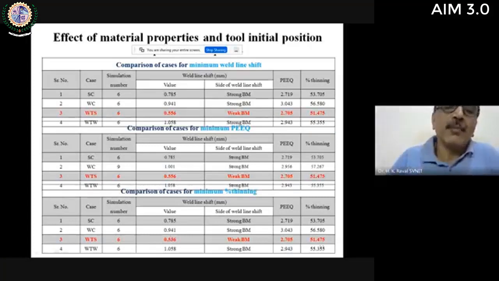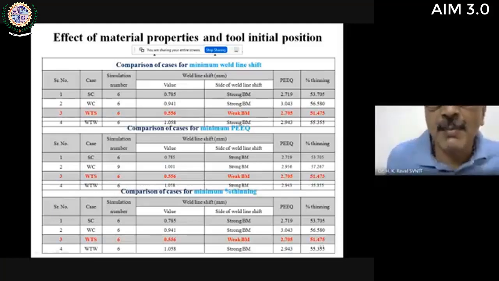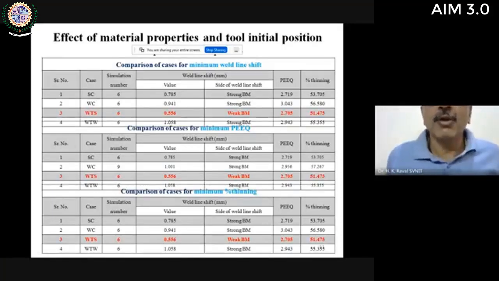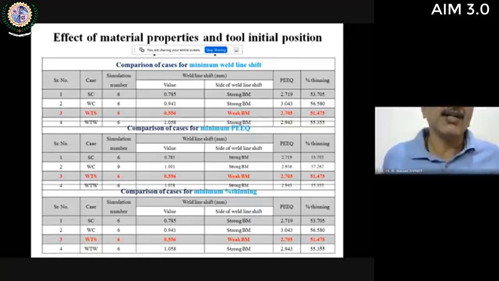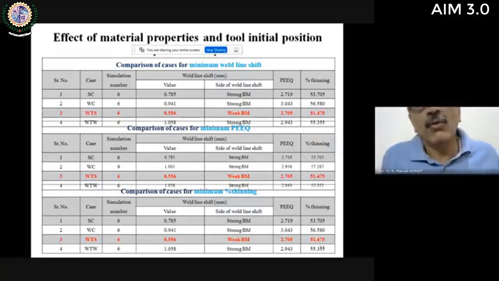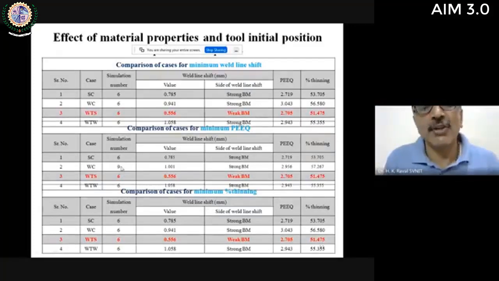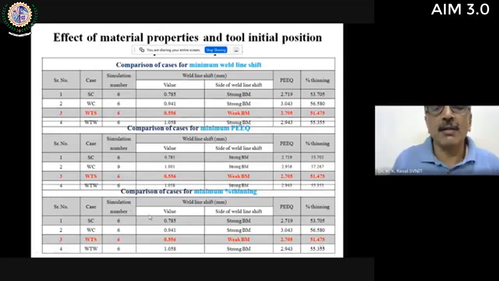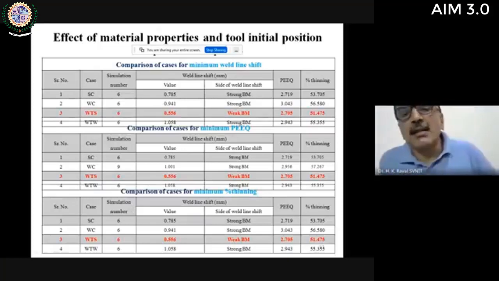When forming of TWB is to happen, it is always desirable to have a minimum weld line shift and minimum thinning. So if you want to control the weld line shift and thinning, you must choose the tool starting point on the weld portion, and the tool should move towards the stronger side. This is the finding, except for one case where the finding is a little different, but that can be ignored. Out of the 12 samples shown here, all 11 are in agreement except 1.